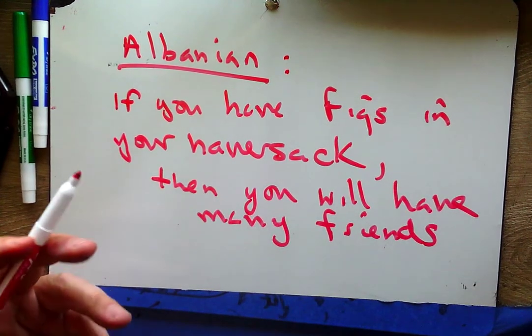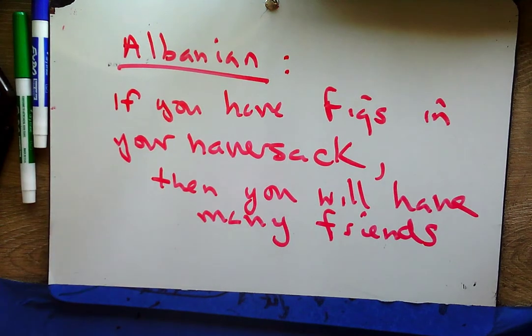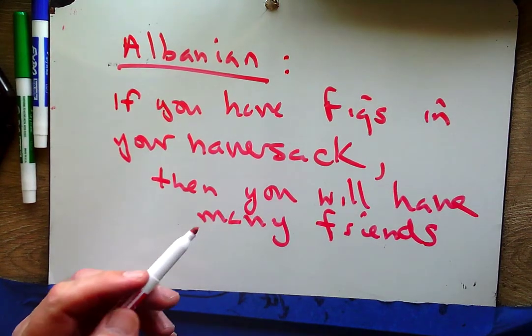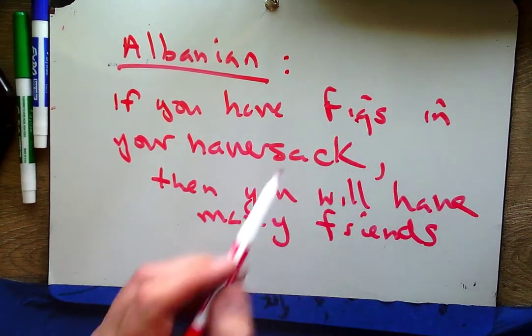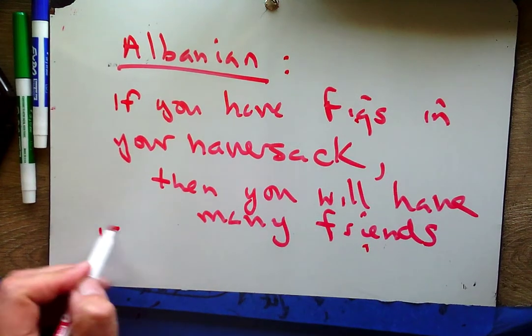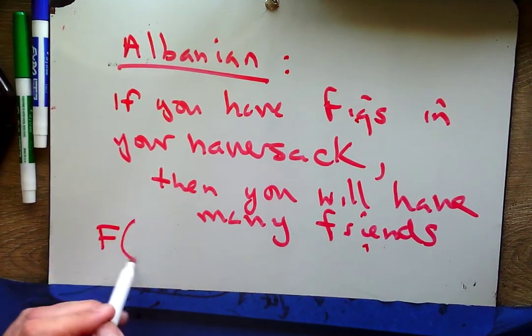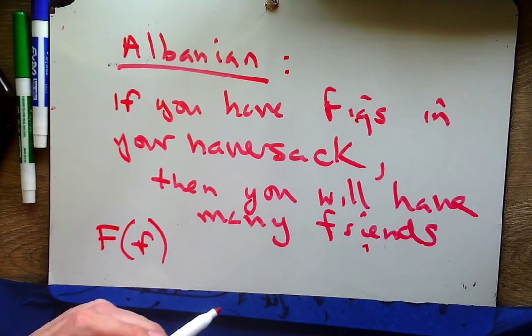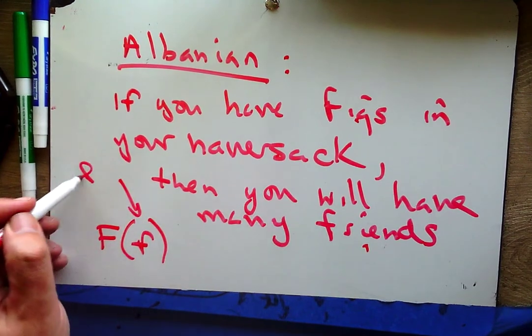And so what I want to suggest is that we consider a situation, a function, if you will, of figs and haversacks, or a function relating figs and friends. Big F for friends as a function of little f figs.